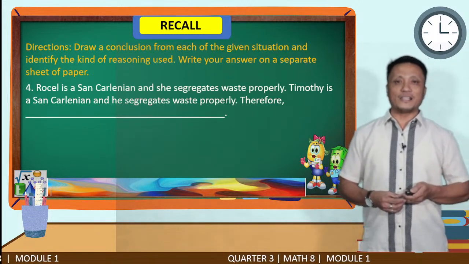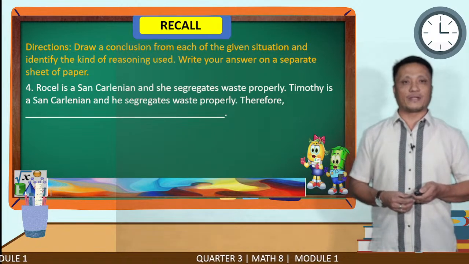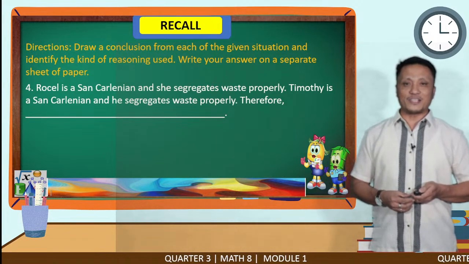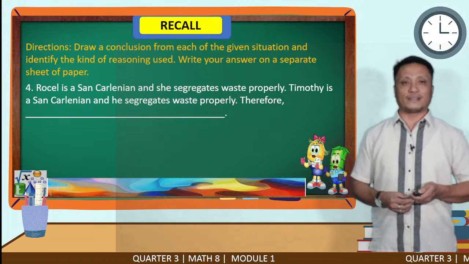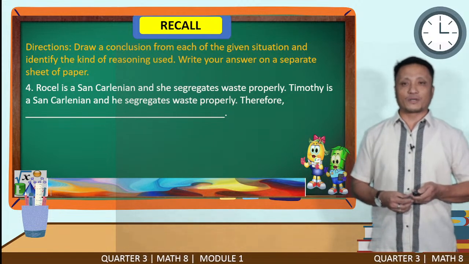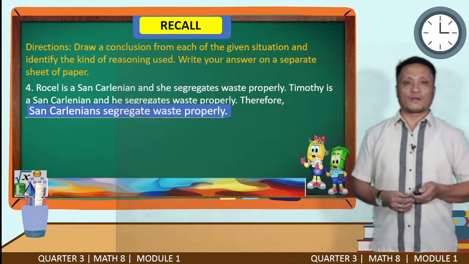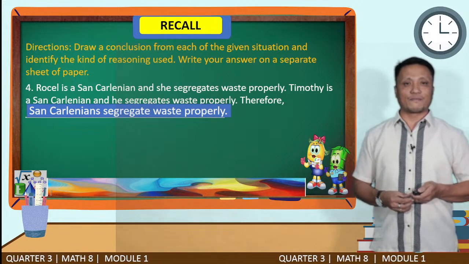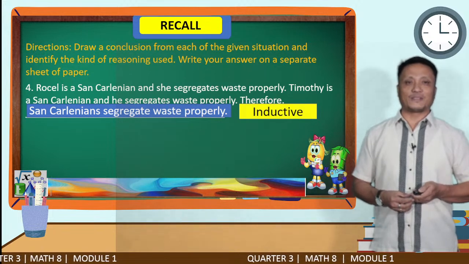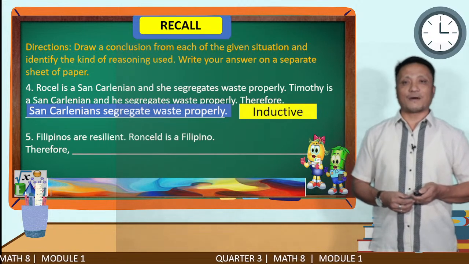Rosel is a San Carlinian and she segregates waste properly. Timothy is a San Carlinian and he segregates waste properly. Therefore, what is your conclusion? San Carlinians segregate waste properly. What type of reasoning is this? Inductive reasoning. Very good. The last number.